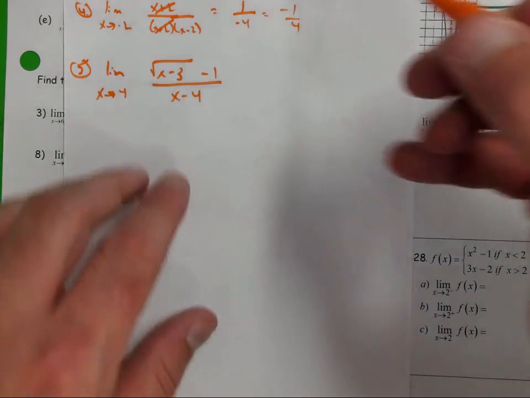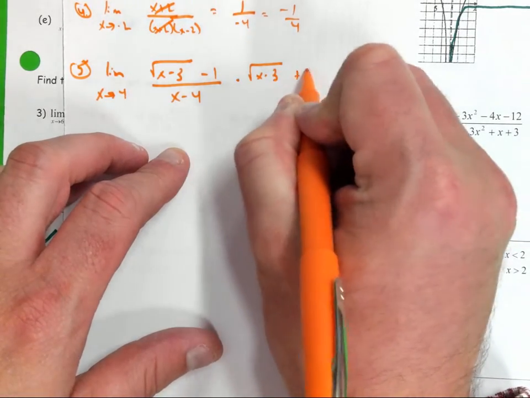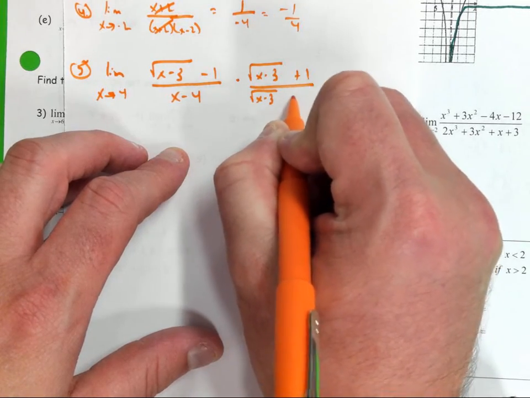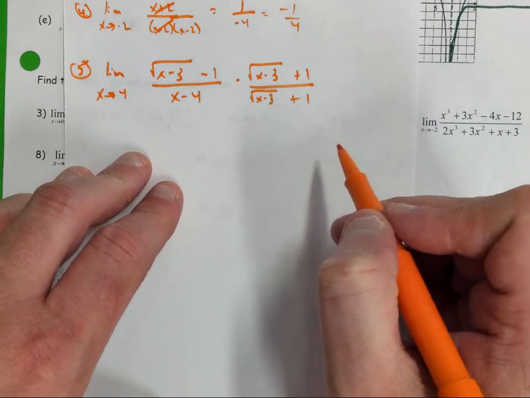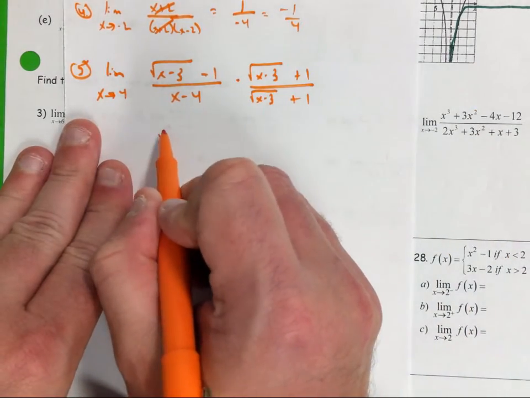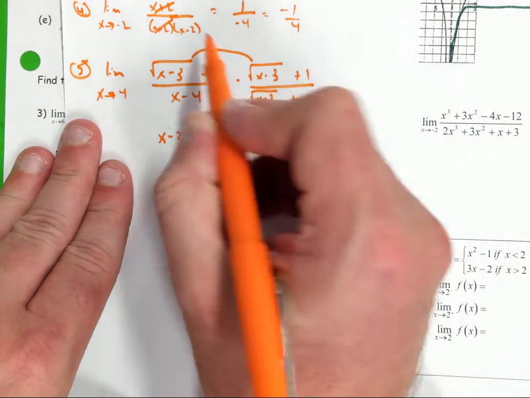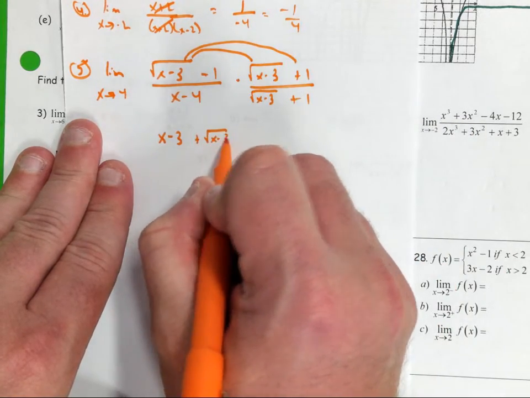All right, so I'm going to multiply the numerator and the denominator by the square root of x minus 3 plus 1. I only change this out here. I don't change what's under it, okay? Now, I'm going to FOIL. This times this will give me what, guys? x minus 3. This times this, the square roots cancel out. This times 1 is a positive square root of x minus 3.